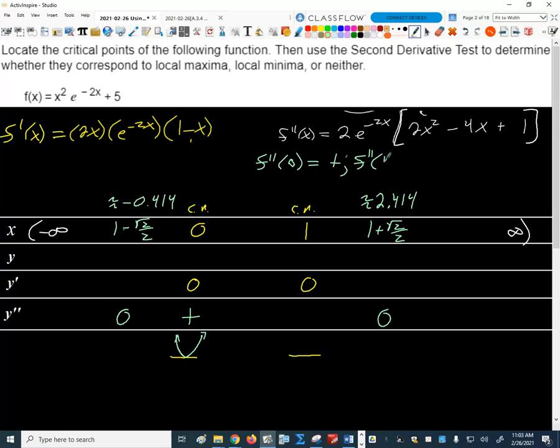F double prime of 1 is going to give us 2 times e to the any power is positive, isn't it? Everybody agree? The exponential function is always above the x-axis. If I plug 1 in there, I get e to the negative 2. That's just 1 over e squared. That's positive, right? E is a positive constant. So I'm getting positive times 2 minus 4 is negative 2 plus 1 is negative, isn't it? So positive times negative is negative. So we know that's concave down, and that makes it a maximum.